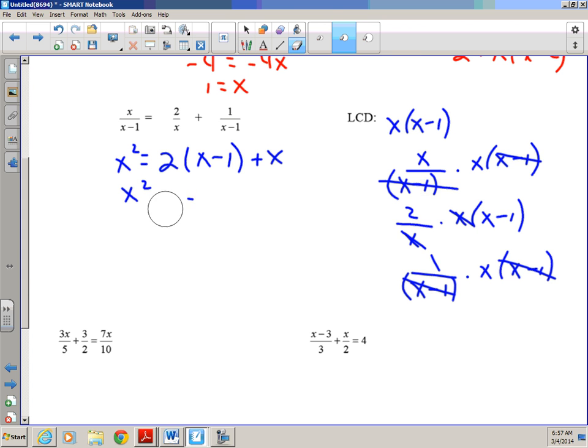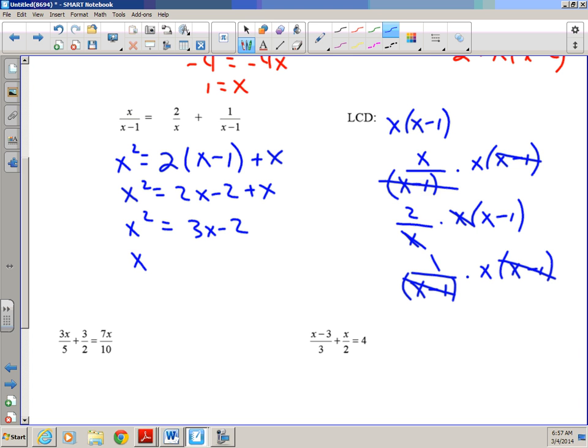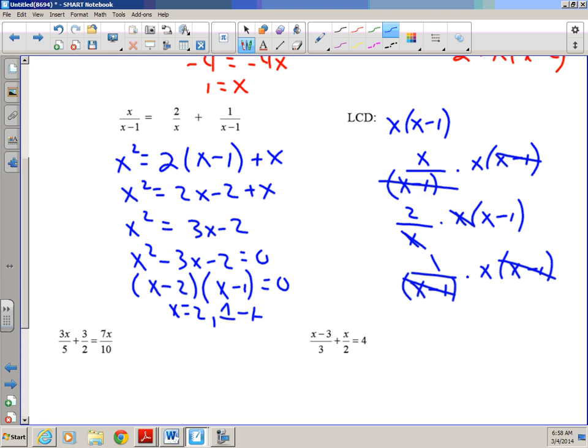Okay? So I want to clean this up. Not a plus, but an equal. I have a quadratic, so I have to set it equal to 0. I factor, and I get x is 2 and 1. But then I notice that if 1 is substituted in, it's extraneous. So really, my solution set is just 2. Okay?